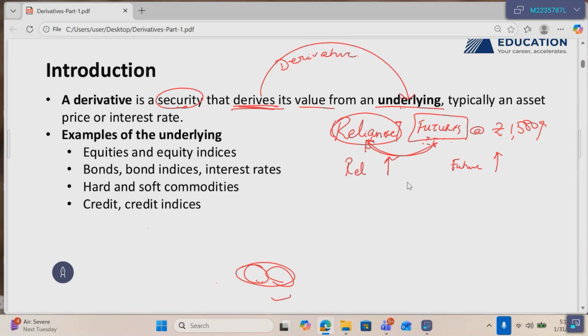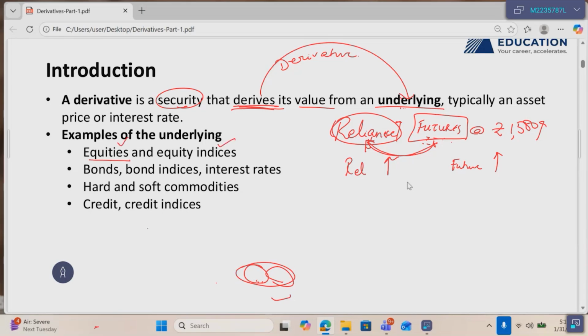What could the underlying be? The underlying could be anything. It can even be something abstract like the weather. If the rain comes, the value will go up. If the rain doesn't come, it goes down. It can be anything. The underlying would normally be stocks, interest rates. If the interest rate goes up, the value of the contract will go up. Okay. So the underlying could be equities, shares, it could be indices also.